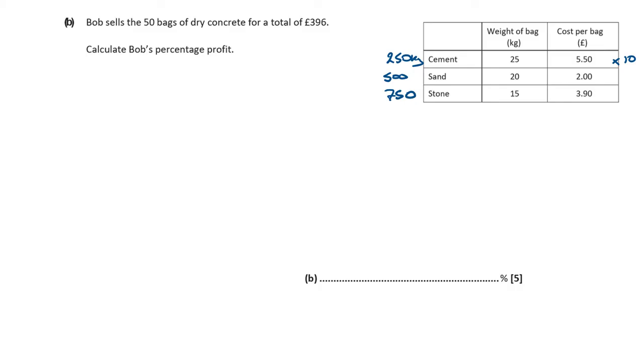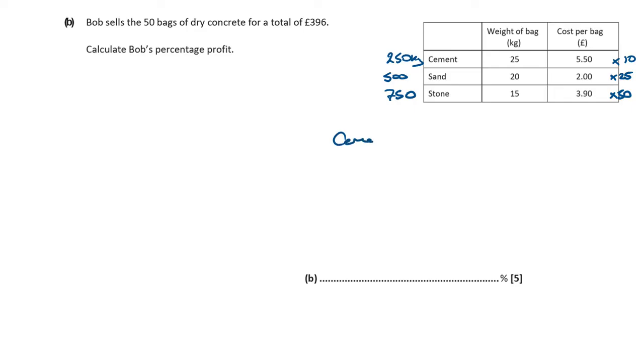For 500 kilograms of sand, if it comes in 20 kilogram bags, how much is that? 5 bags is 100, so 500 would be 25 bags. So we need 25 of those. And 750 kilograms of stone in 15 kilogram bags. So how many times does 15 go into 75? 15, 30, 45, 60, 75 goes in 5 times. So I think that's 50 bags, isn't it? Times 50. You can just use a calculator if you're not sure how I did those. So then we're going to multiply those together to work out the cost of each of these things.